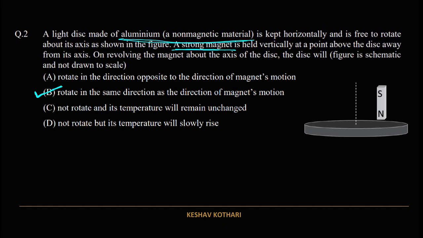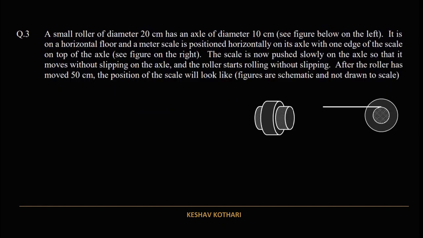Let us move to the next problem. In this problem it is stating a small roller of diameter 20 centimeter has an axle of diameter 10 centimeter, which is shown over here in the diagram. So this one is equal to 20 centimeter, and this diameter is equivalent to 10 centimeter.